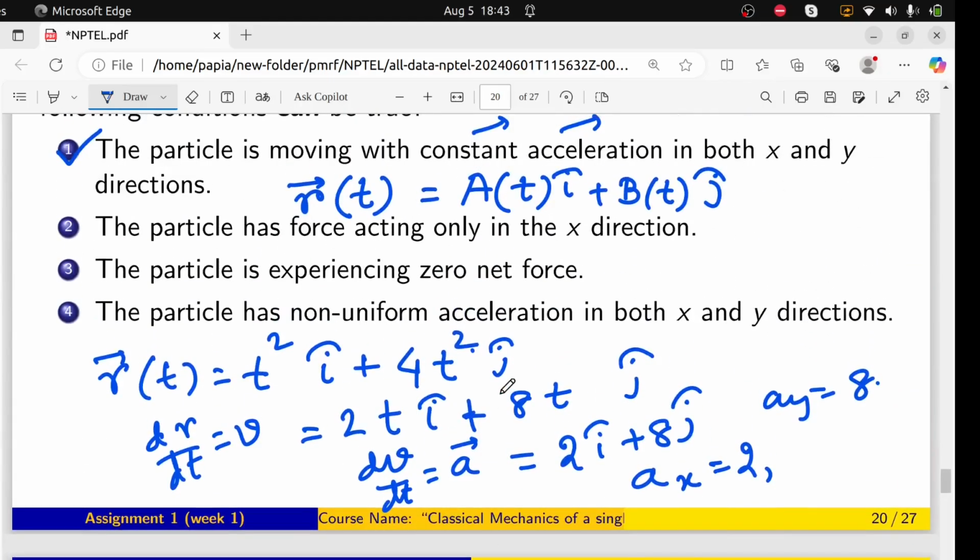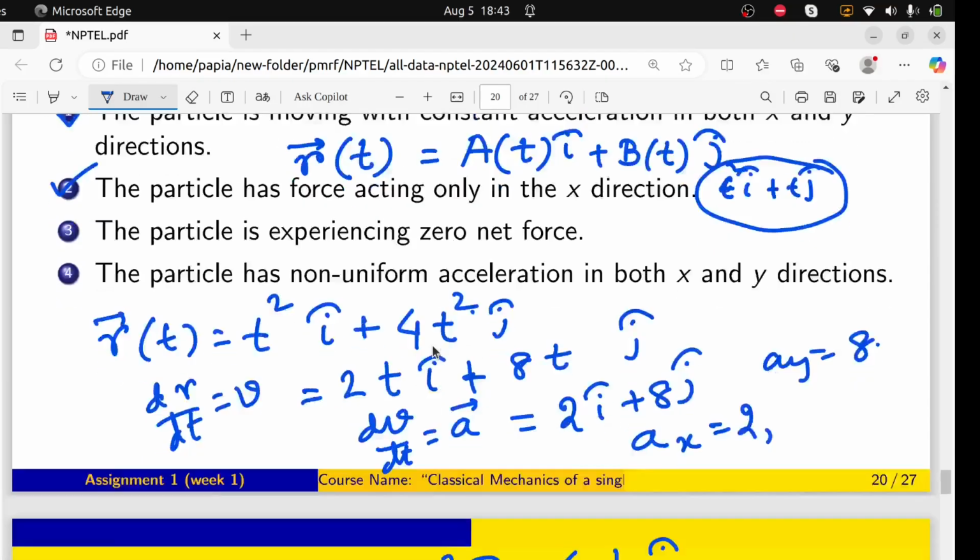So if I choose our r vector as t square I cap plus t j cap, something like that, then the particle has force acting only in the x direction. So that is also correct. The particle is experiencing zero net force. Okay, let me check this one.